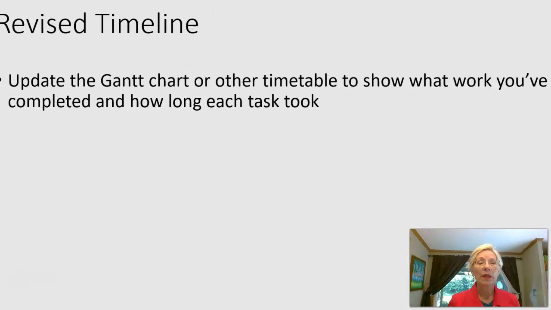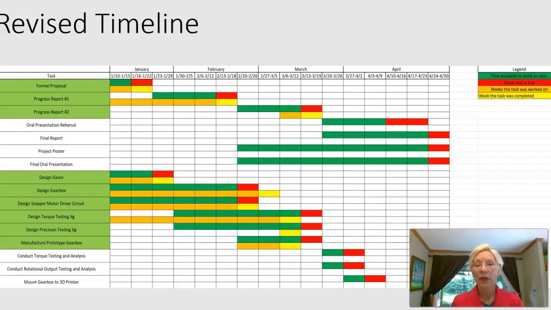And a revised timeline. Now, some of you are keeping Gantt charts, and I'll show you an example of a Gantt chart here. Maybe you need to keep updating your Gantt chart, or you have another type of timetable that you're keeping track of. Here is an example of a revised timeline. You may want to pause me at this point just so you can take a picture of this, if you want to have a picture of what it might look like.